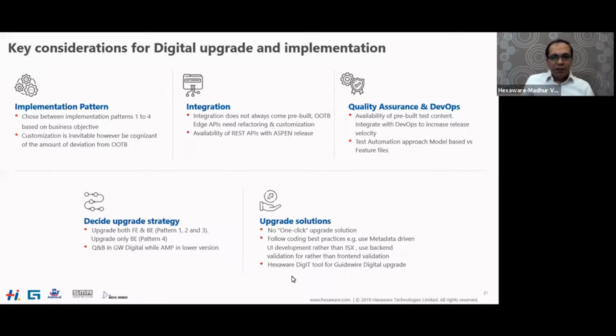And in all the 4 patterns, the customization is inevitable. However, one should be cognizant of the fact that the more deviation they make from out of the box, obviously the time to implement will be more, and obviously future upgrades will also be cumbersome. So in every pattern except pattern 4, where everything will change, in pattern 1 and 2 the customization should be minimal. Similarly, on the integration side, I think Dimitri spoke about availability of edge services, and with the Aspen release, availability of REST APIs, at least for cloud customers.